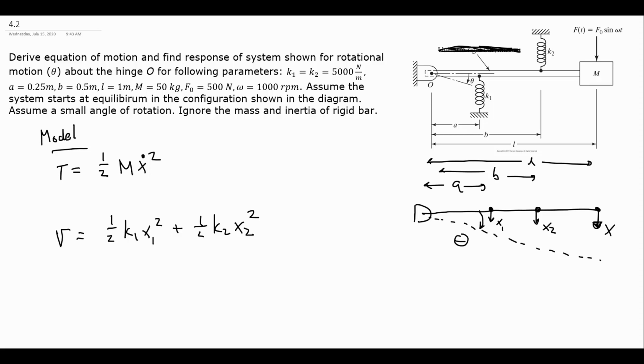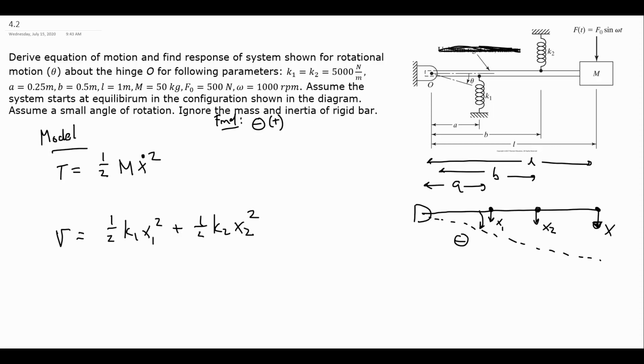Now we want to remember, what are we trying to ultimately find in this problem? I do want to make sure I make that clear as to the path we want to take here. We want theta of t. So we want the angle as a function of time. So if we look at T and we look at V, we have an x in T, we have an x1 and an x2 in V, but we want to get to theta. Now let's get some coordinate relationships here.